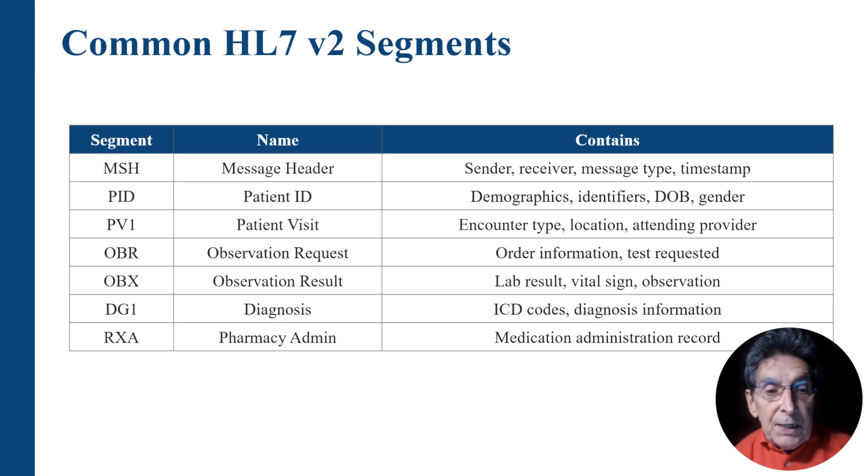Then the RXA, the pharmacy administration. Medication administration records. So what drug was it? When was it given? What dose? What route? So when you're troubleshooting interface issues, and you will troubleshoot lots of interface issues, knowing these segment codes is essential. If someone says the PID segment is missing the patient's date of birth, you'll know exactly where to look.